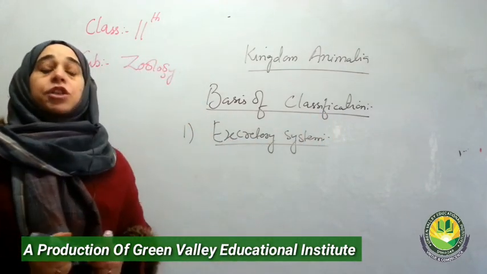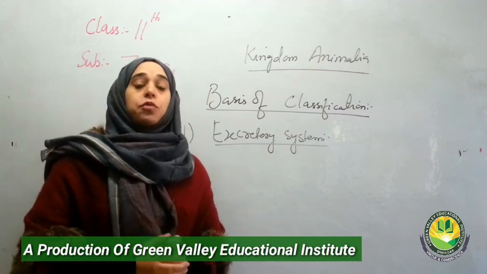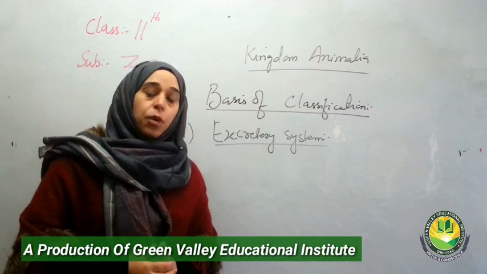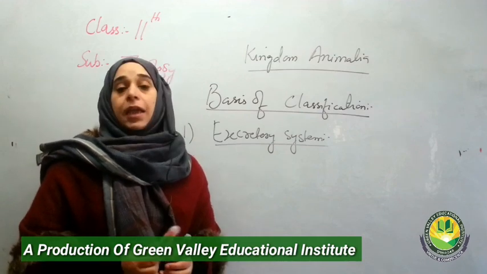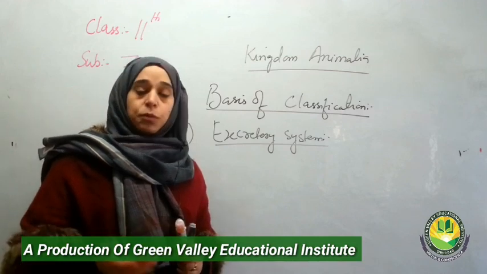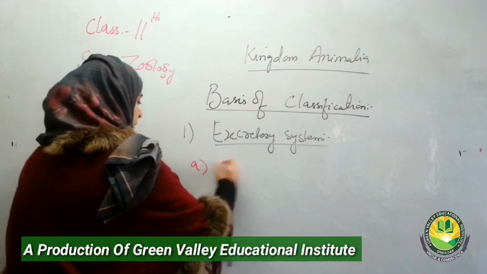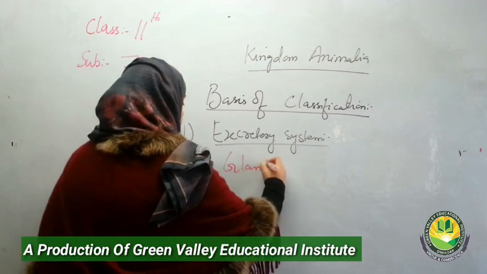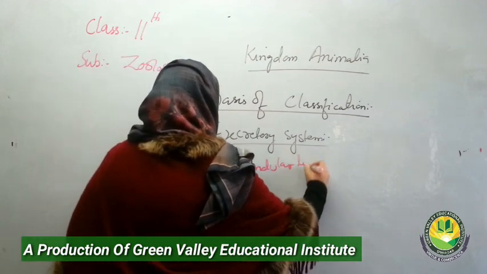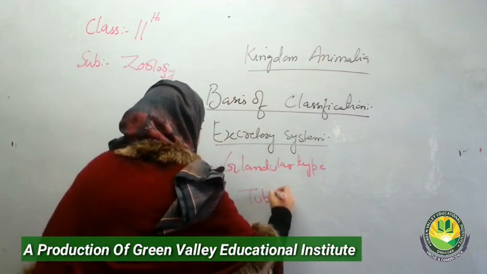Students, when we talk about the excretory system, it is a system which is responsible for the removal of toxic substances out of the body. And we see that animals have chosen two different types of excretory systems for the removal of unwanted substances, and those two types are, the first one is glandular type and the second one is tubular type.